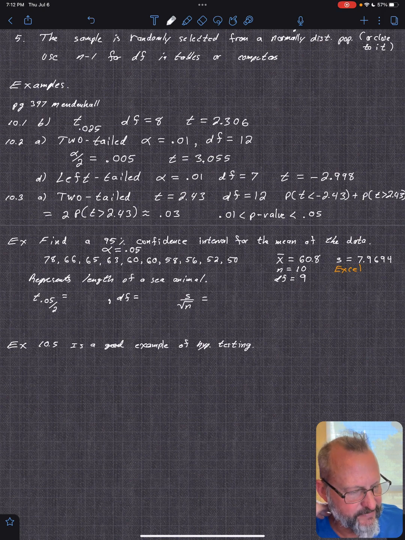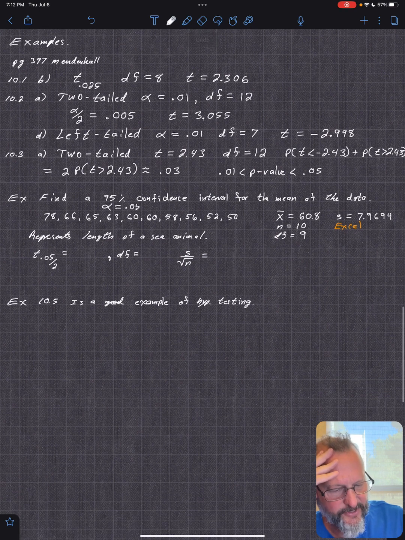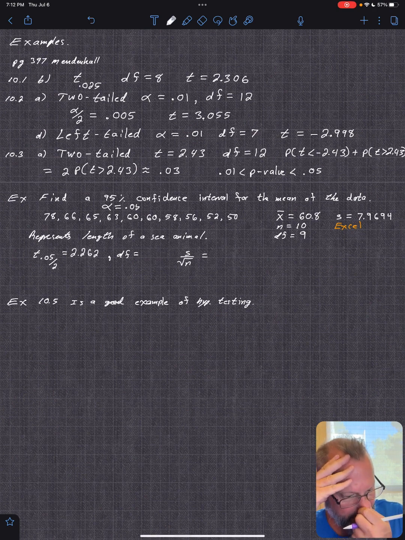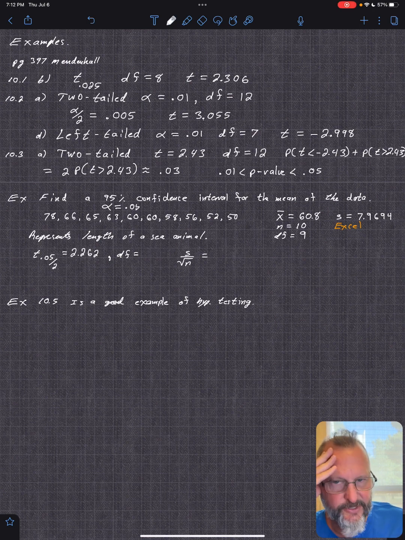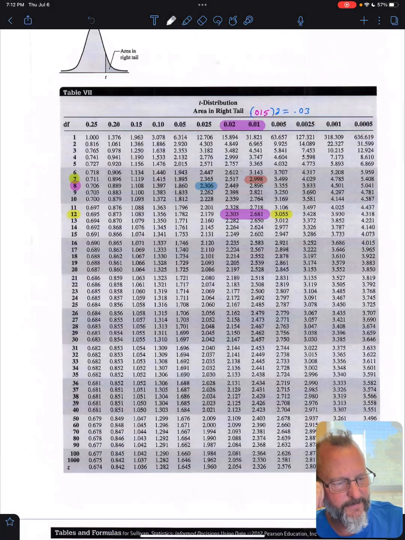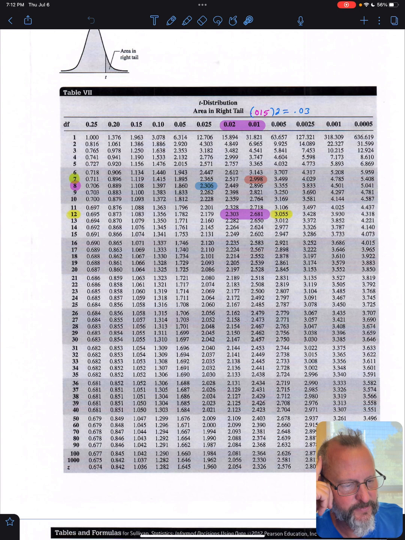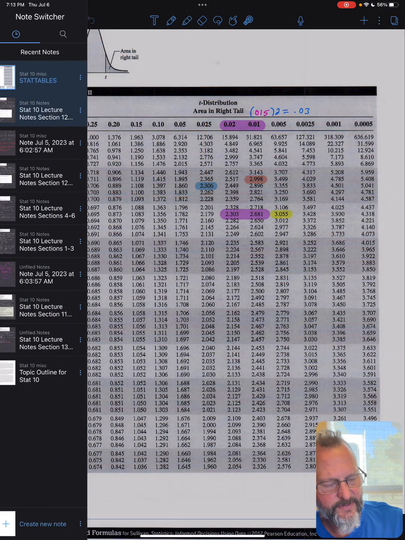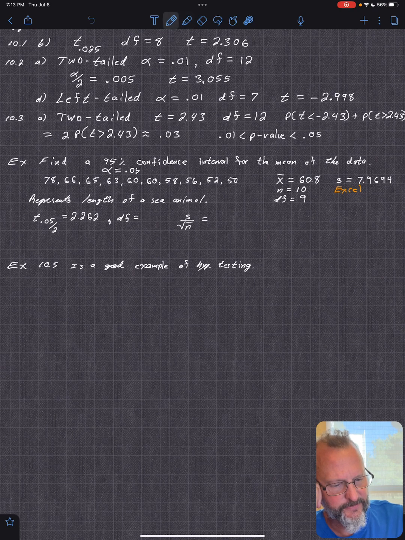Okay, so this represents the length of a sea animal. It was like some crab, or I forget what it was. Right, so it calculates your test statistic, or not, I'm sorry. You calculate your t. What is 2.262? Because it's alpha, so it's 0.025. So I'll show you 0.025 here, and degrees of freedom is 9. 0.025 right there. 2.262. There, that's what you're using. So 2.262. Okay, good to go.